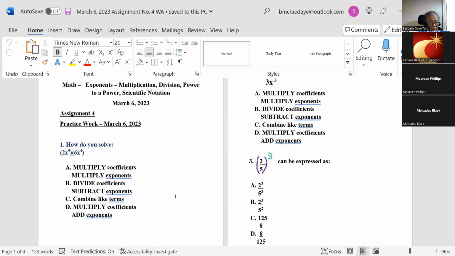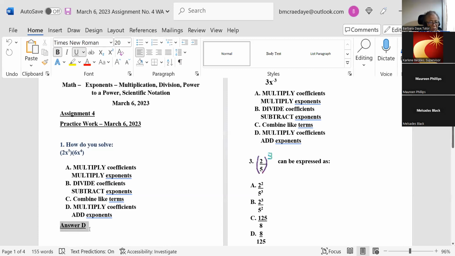Okay, so the answer is D, Miss. What's the answer, Mercedes? D. Very good. Answer D, because you have coefficients of 2 and 6, and then you have powers or exponents of 5 and 4. So what do you do when you have coefficients and you're multiplying? You multiply the coefficients and you add the exponents. Maureen, you okay with that? Yeah. Okay, answer D.